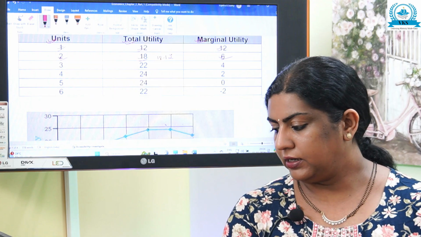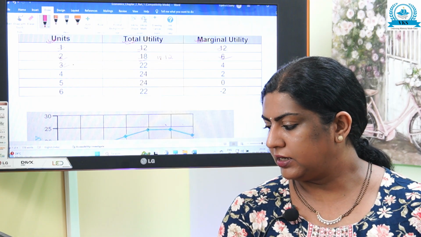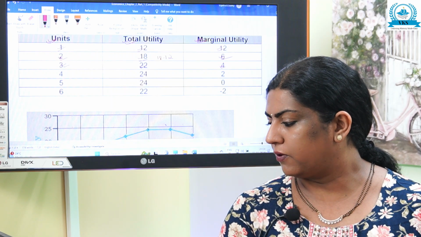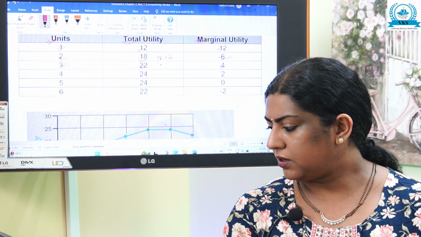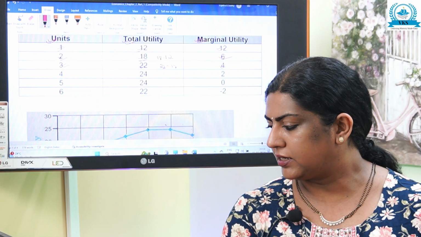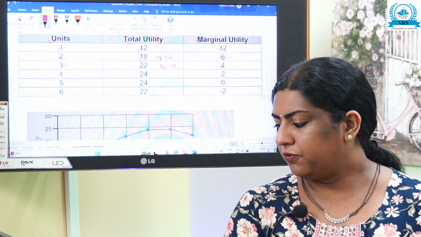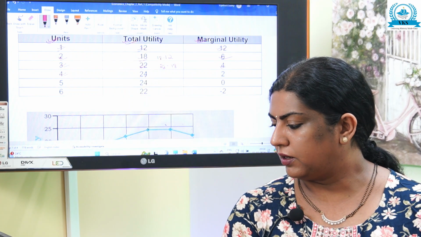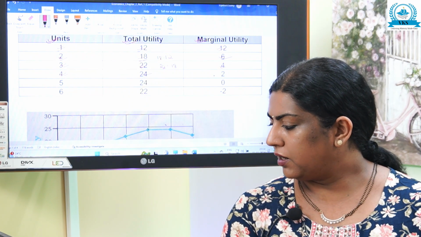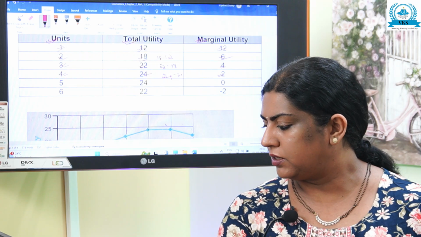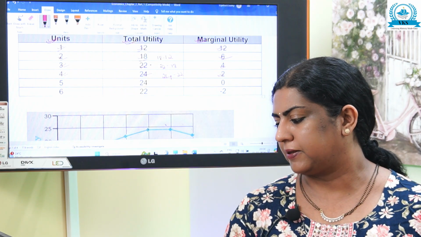Again the third banana is consumed, so total utility is next 22 and marginal utility is 4. How? It is 22 minus 18, okay, that is 4. Here when fourth banana is consumed, total utility is 24 and marginal utility is 2, that is 24 minus 22, this minus this.